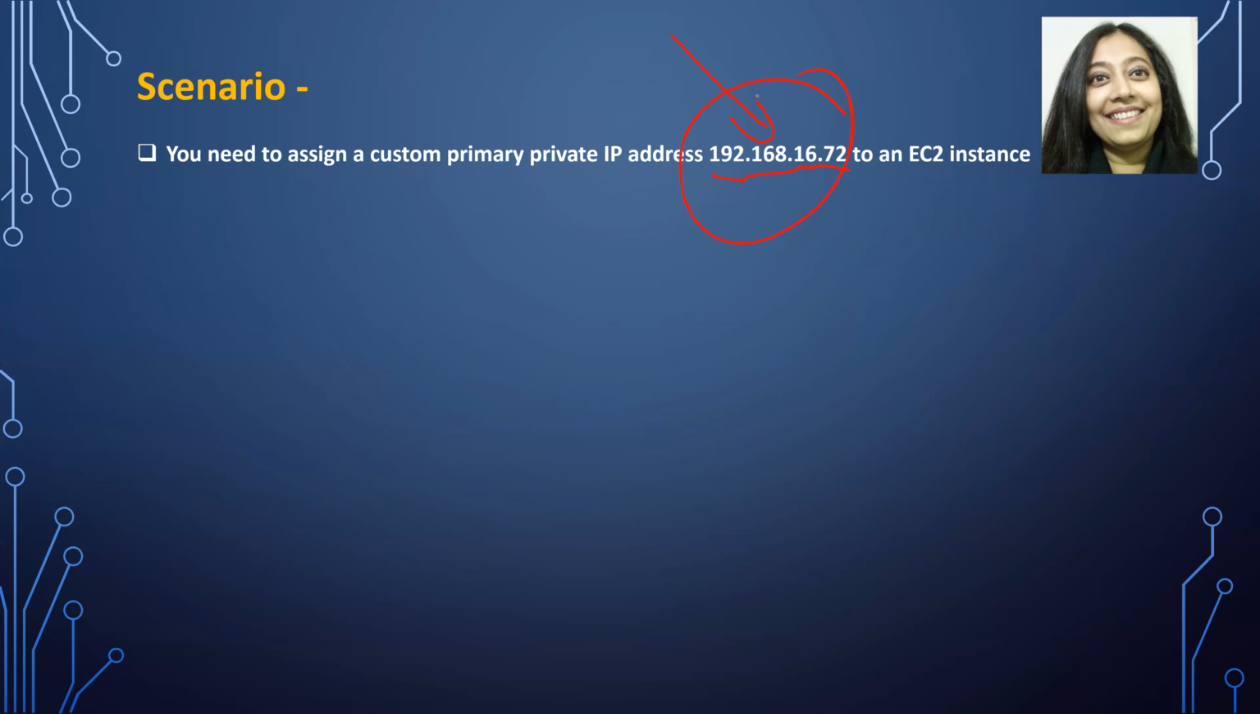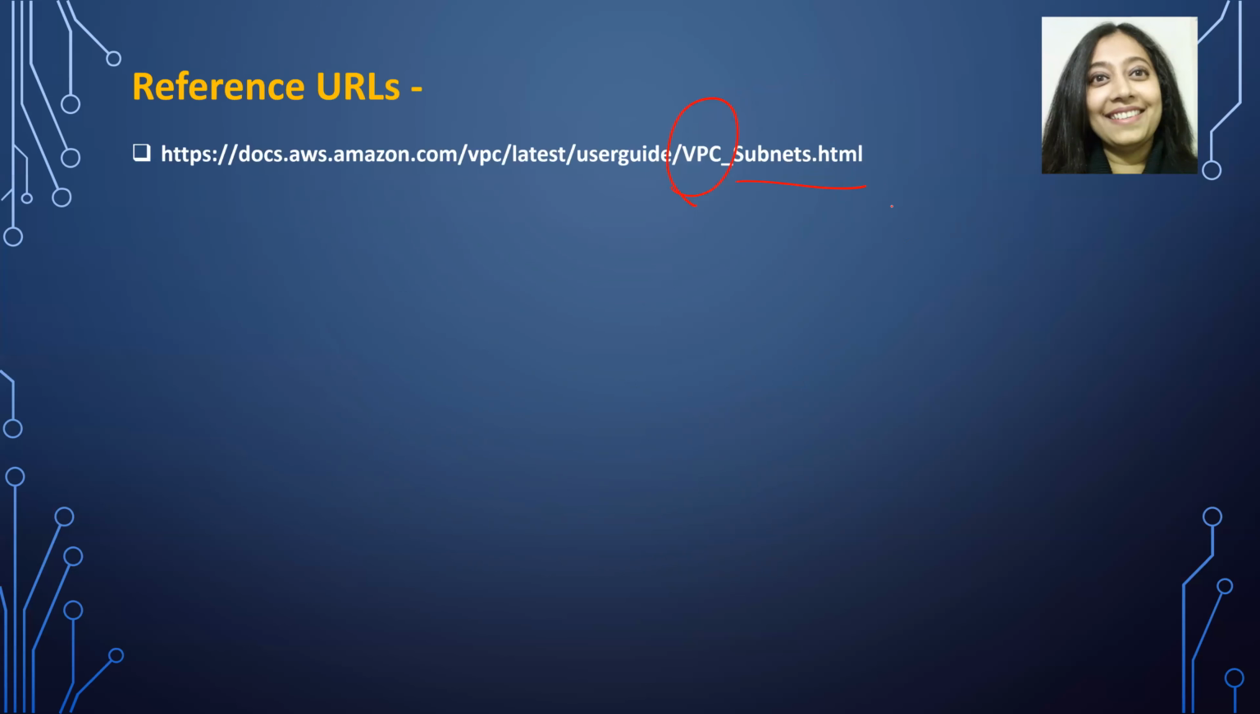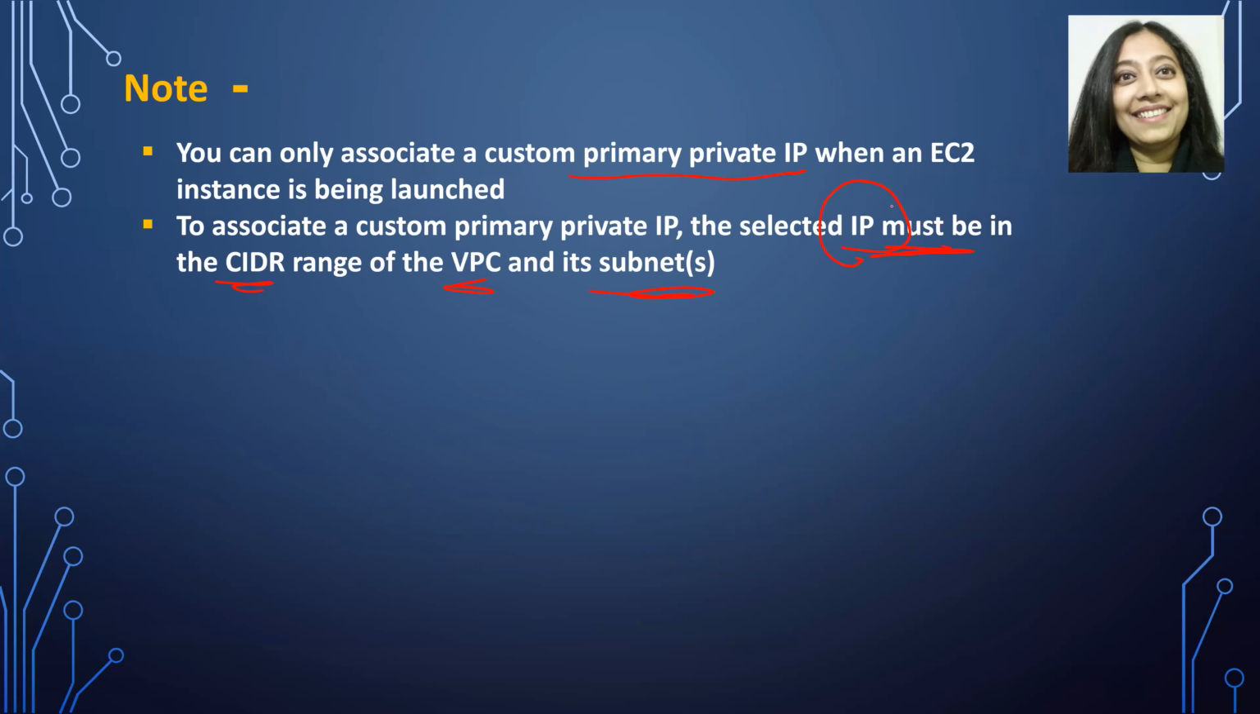For this hands-on lab, I am basically saying that, hey, I want this IP address to be associated with my EC2 instance. Hence, I will need to ensure that my VPC and its subnet actually enables or supports that IP address and that IP address range. So we will have to create a custom VPC and its corresponding subnet that supports the chosen IP address.